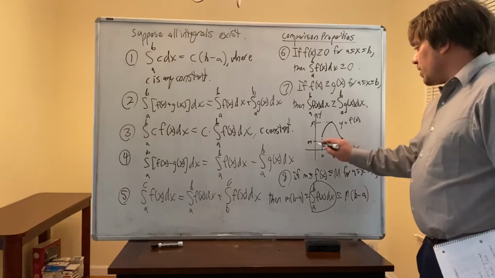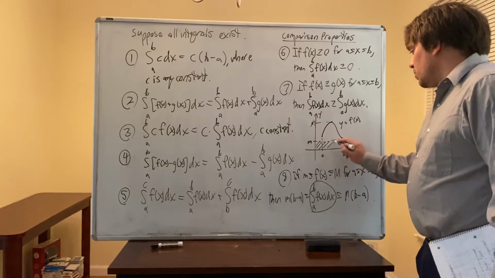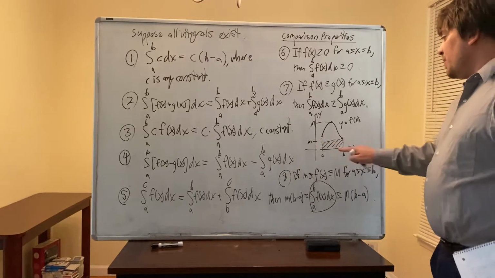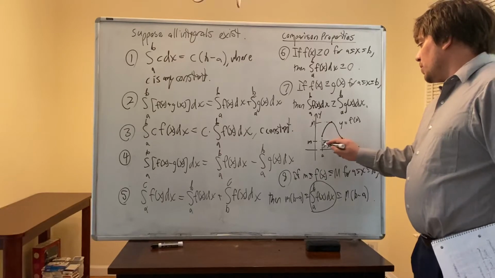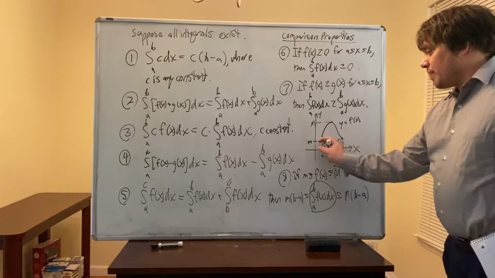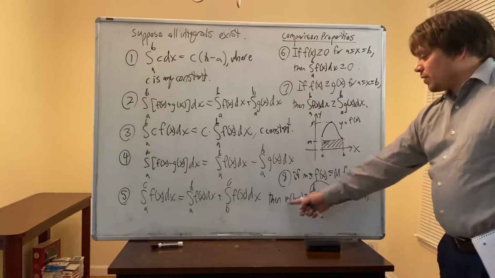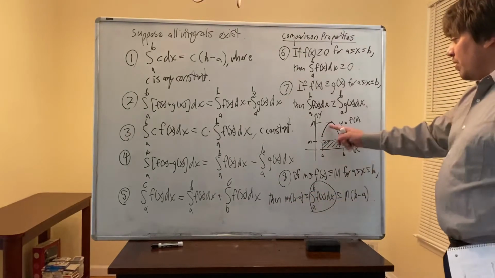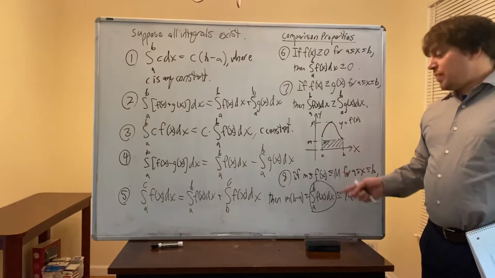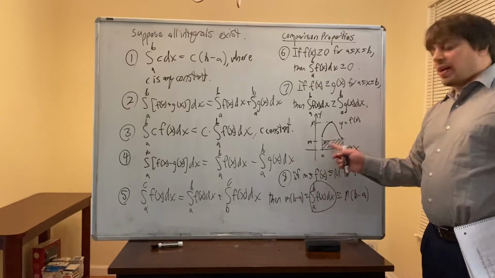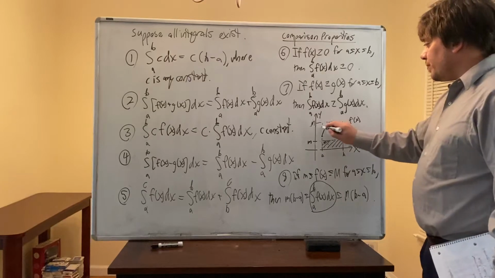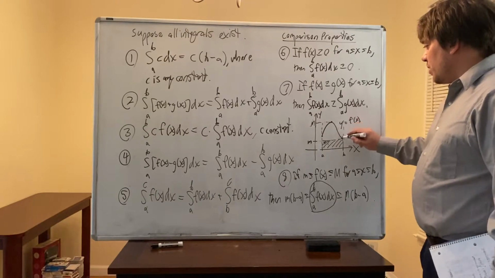Now, if you look at this shaded rectangle here, this is the rectangle whose base is b minus a, and whose height is little m. So the area of that rectangle is little m times b minus a, and you can see the area under this curve takes up more space than that rectangle. So this definite integral is greater than or equal to the area of that rectangle.